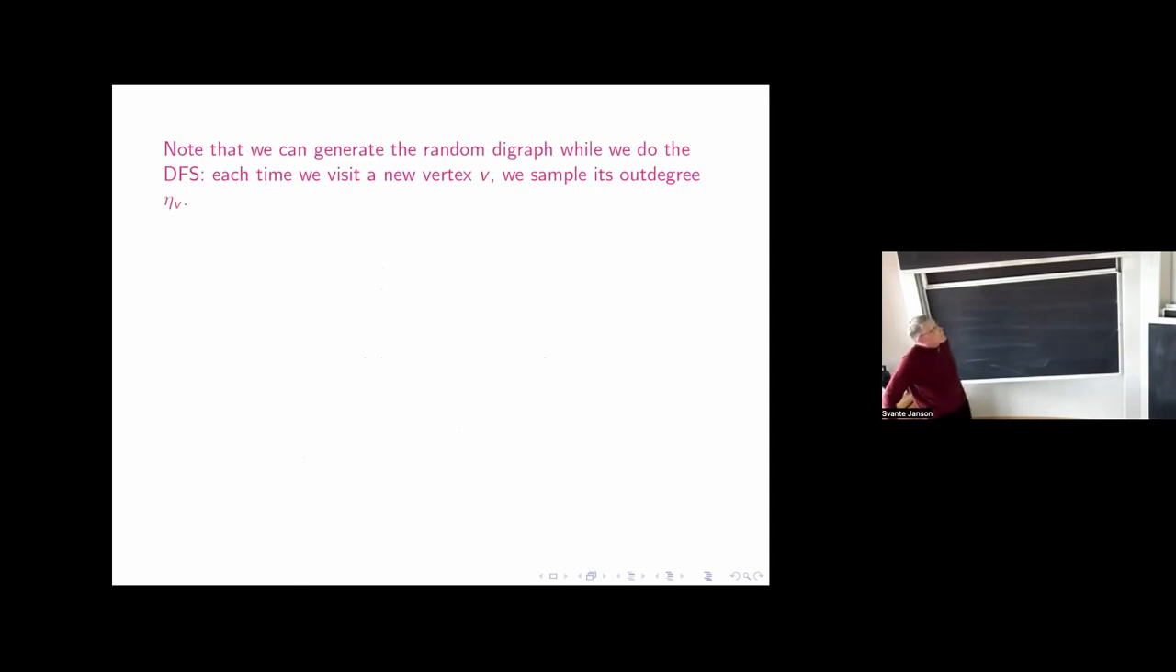And we use, of course, the standard trick here in that we generate this random digraph while we do the algorithm. So we don't reveal the out-degrees until we need them. Each time we visit a new vertex, we reveal its out-degree.